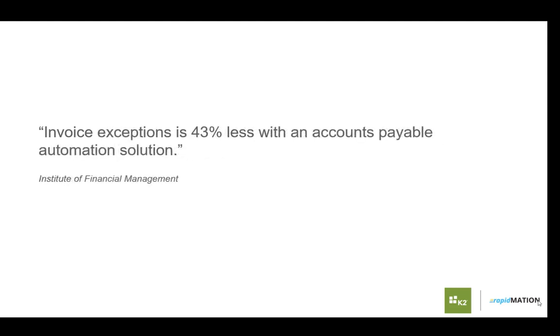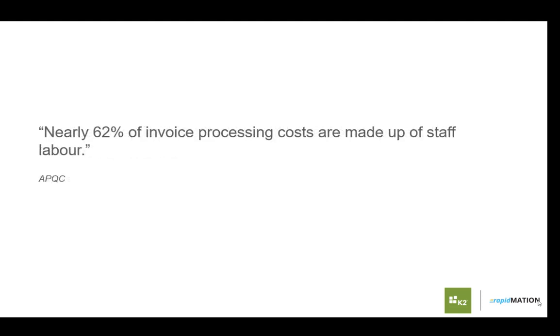In another scenario, invoice exceptions are 43% less with an accounts payable automation solution. So you can imagine if this process was all manual, you could have fat finger syndrome where we might pay the wrong amounts or the wrong details are keyed in, but invoice exceptions can be 43% less with an automated accounts payable solution. Nearly 62% of invoice processing costs are made up of staff labor. And again, some of those tools and technologies that I showed you are all there to minimize the interaction that humans may need to have with these types of scenarios.